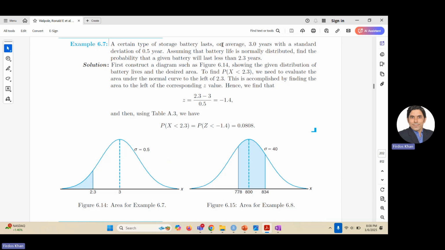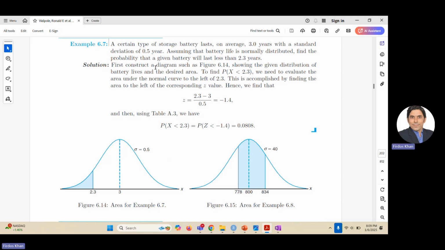You should make sure that the variable is normally distributed. So suppose we have x that is normally distributed. The mean value of x is 3, and the standard deviation of that variable is 0.5, and this is the particular value of x, and we need to calculate the probability that the battery will last less than 2.3 years. So let's come to the solution now, and then we will explain how we can utilize the standardized normal table. I will explain the table as well, what is meant by the table.